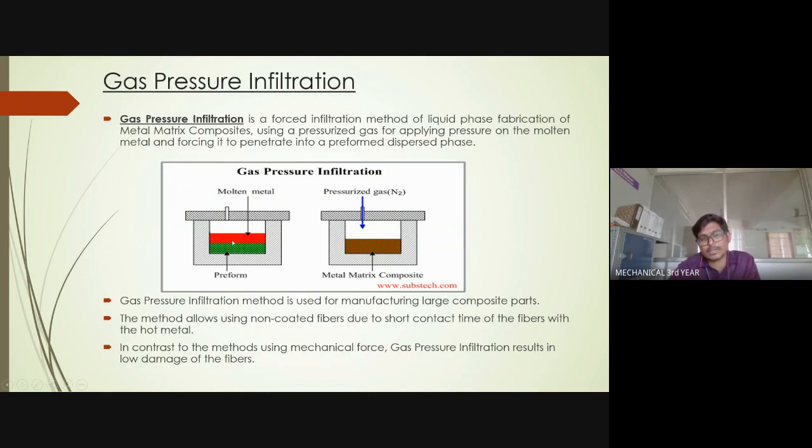So what may happen is it may damage the walls. Since the pressure increases, the walls are subjected to pressure, and they may get cracked. Gas pressure, on the other hand, is evenly spread in all the areas, so that the infiltration method can be completed very soon and in an effective way. So that is what we have seen as gas pressure infiltration.